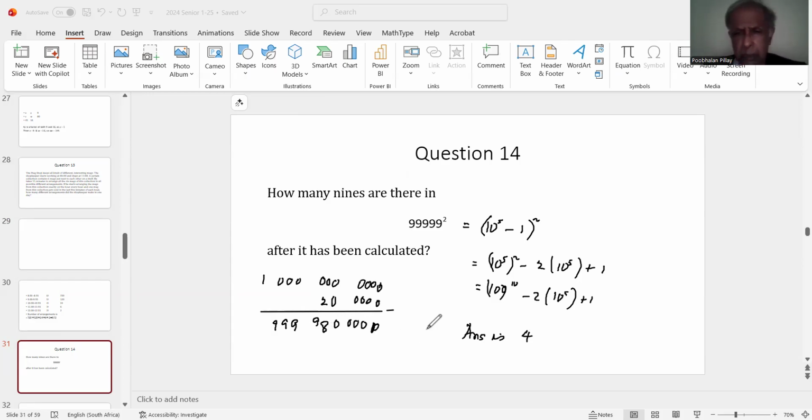So this is a long way of calculating this, but it's certainly much better than squaring 99,999 and counting the number of nines. So there's a nice short way of working out what that thing there squared is. Useful. All right. So let's get on to the next problem.